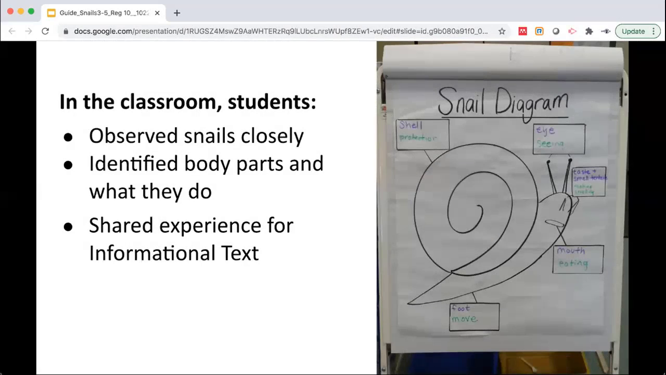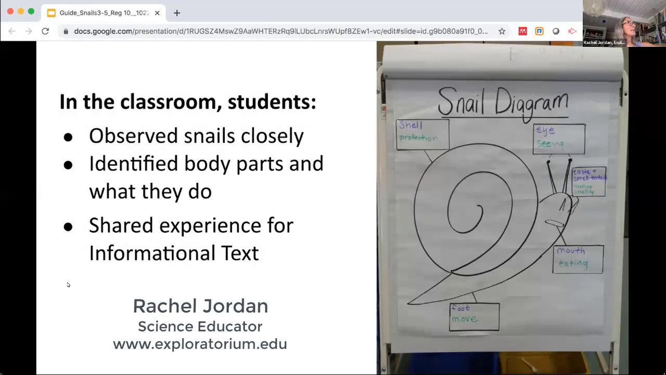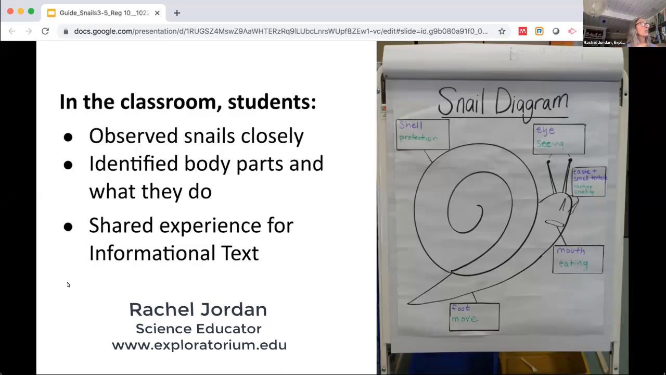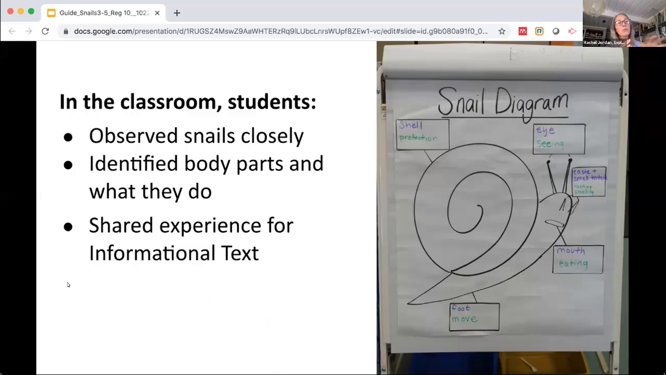And we had some disagreement about the eye stalks and the lower stalks that are for tasting and smelling. Not everyone in the class was sure what those were, and we had some differing ideas. So we used a text to help round out our thinking. And that was really useful. And this example is an informational chart that was constructed together as a class.